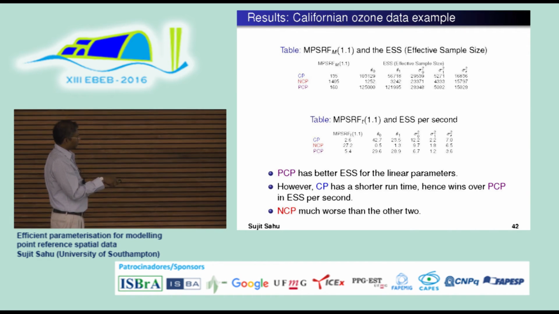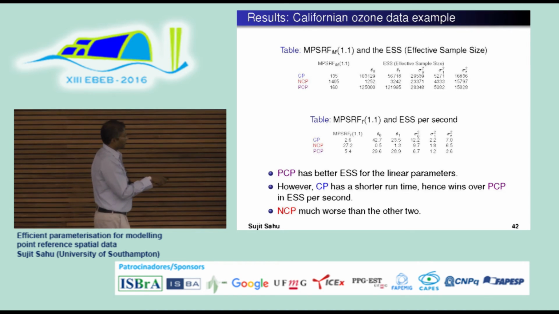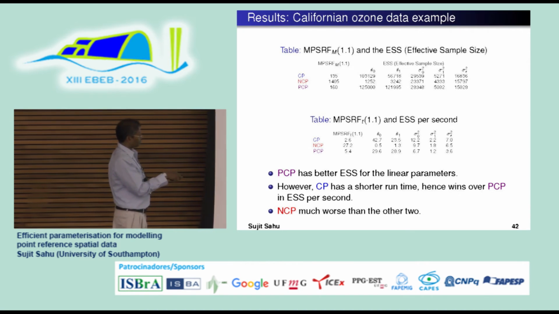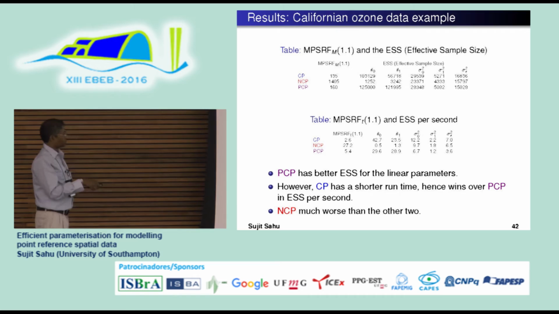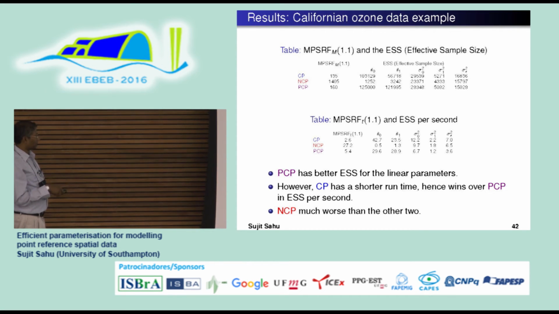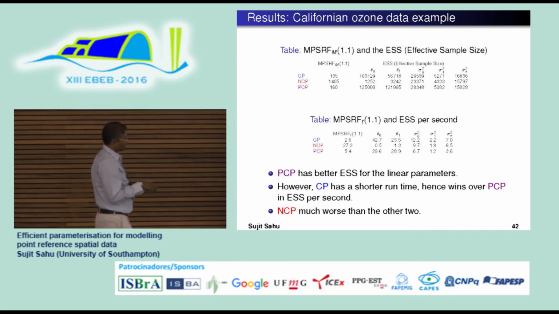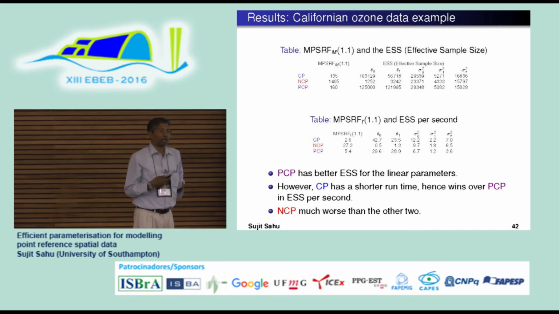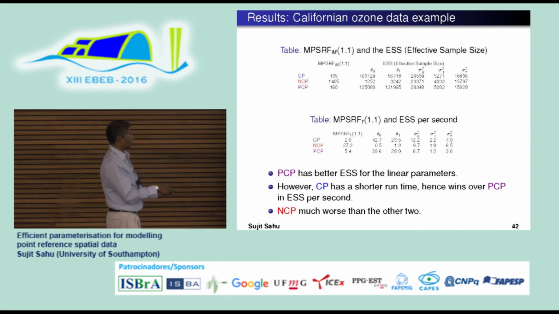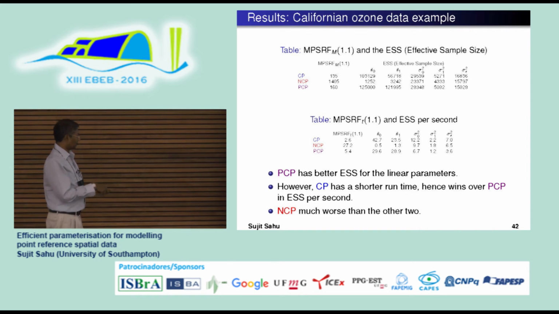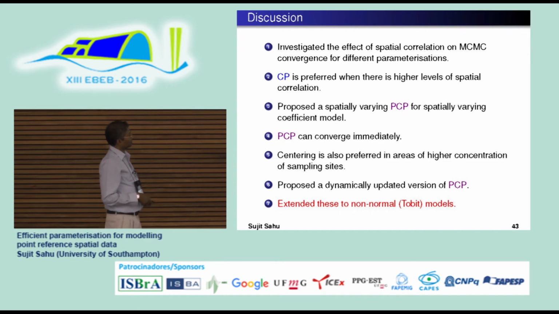So here the NCP is losing out, and CP will win. Its MPSRF is a lot lower. So PCP has better ESS for the linear parameters. However, CP has a shorter runtime, hence wins over PCP in ESS per second. Why is that so? Because in PCP you have to calculate the weights. That's why it slows down per second. CP has shorter runtime, and NCP is much worse than the other two.